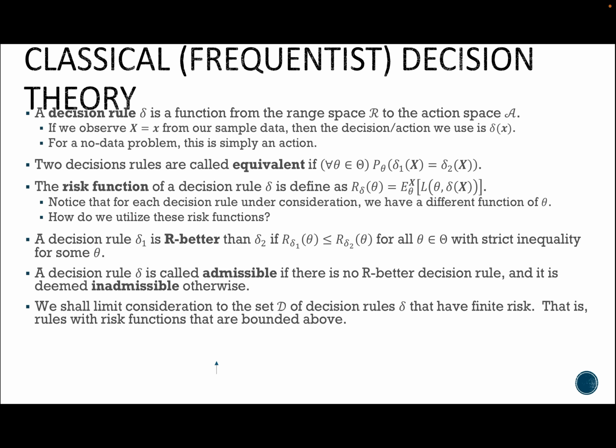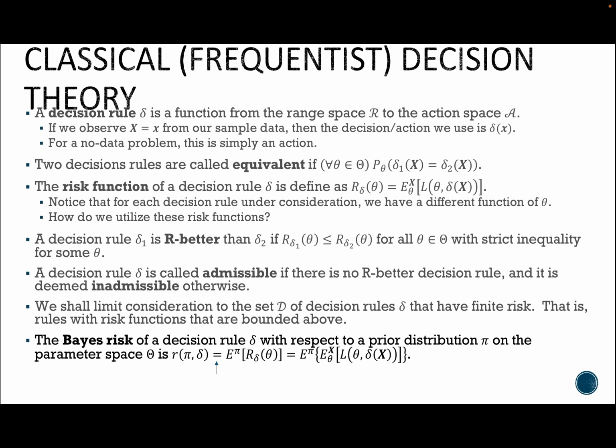So remember, up until this point, we've defined decision rules. We have risk functions. Remember, risk functions are functions of theta. And so now what we want to do is take this idea of prior information about this unknown theta and manifest it in terms of a prior distribution. And then from there, we can take the expected value of a risk function to get a single number, which is called the Bayes risk.